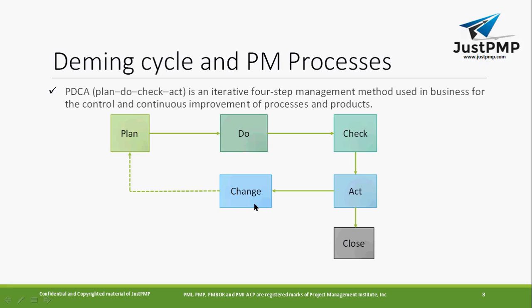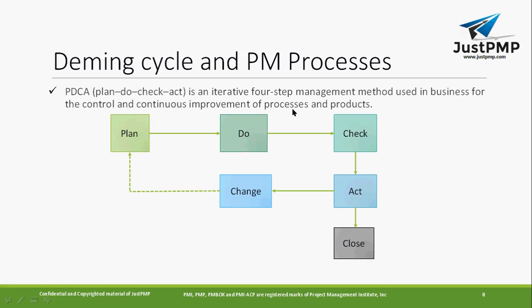It is like, if you see in agile, I'm talking about agile, agile is also an iterative type. So in that case, you just implement and see how it performs, and then if it does not perform, you want to change something, you can just change it again. Follow this process. This is called PDCA. It's an iterative 4-step management method used in business for control and continuous improvement of the process and product.